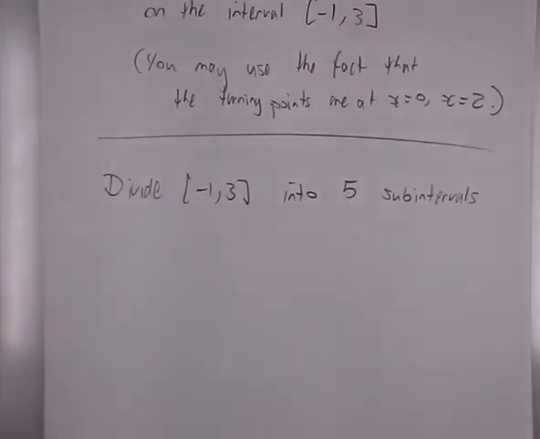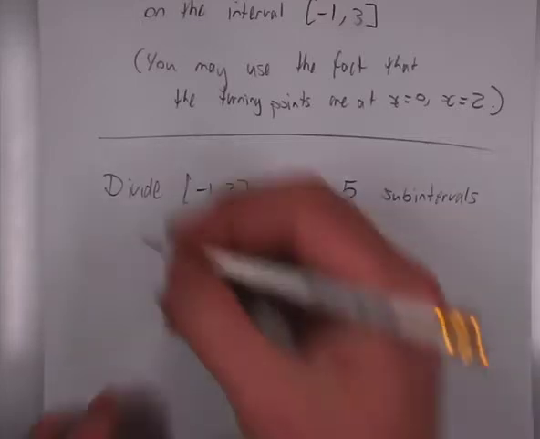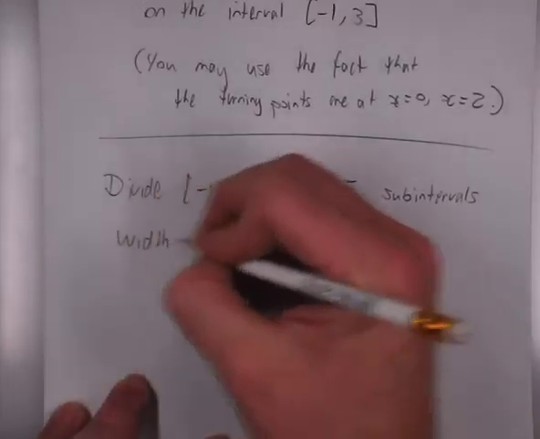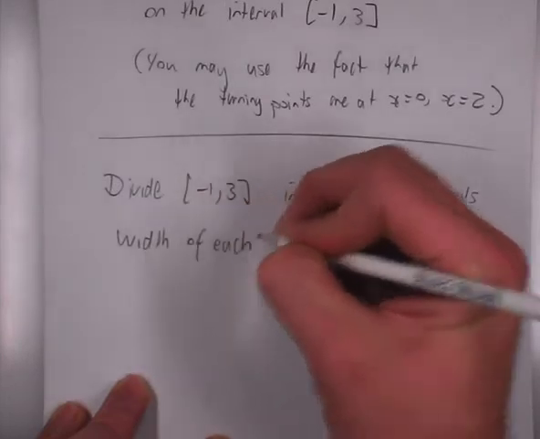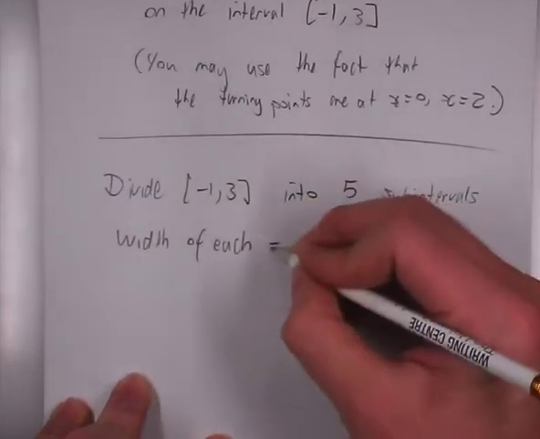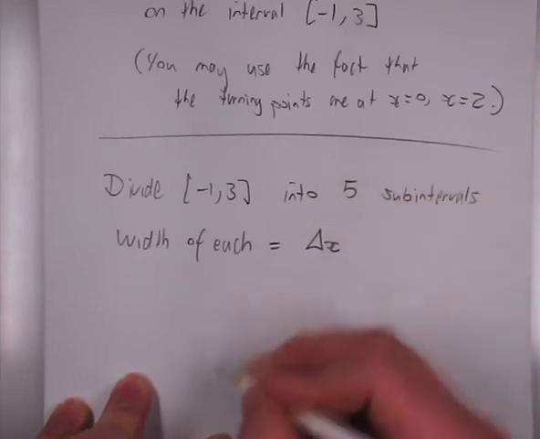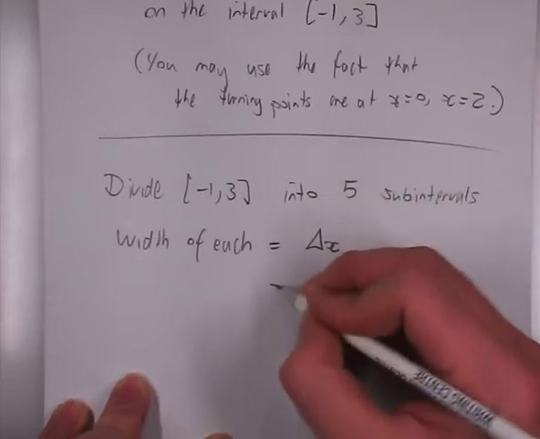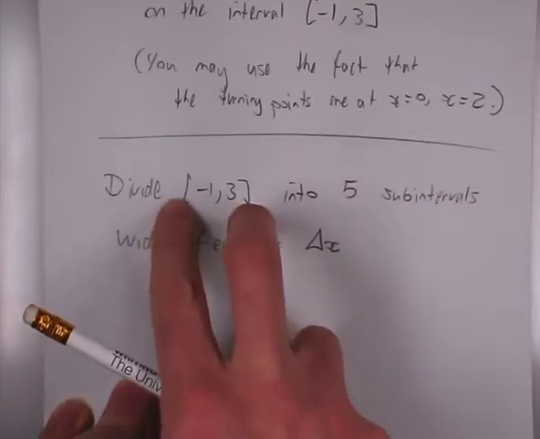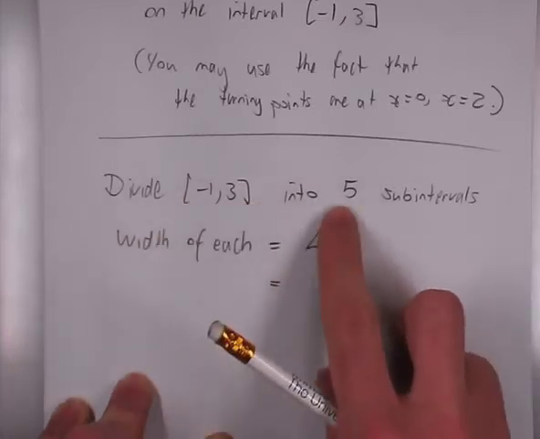Okay, I'm dividing into 5 because I want U5 and L5. If I wanted Un, I'd divide it into n sub-intervals. And then once I've divided it into sub-intervals, I need to know how wide each sub-interval is, and where each sub-interval ends and begins. So the width of each sub-interval, which is normally called delta x, is the width of the big interval divided by how many pieces you're cutting it into.